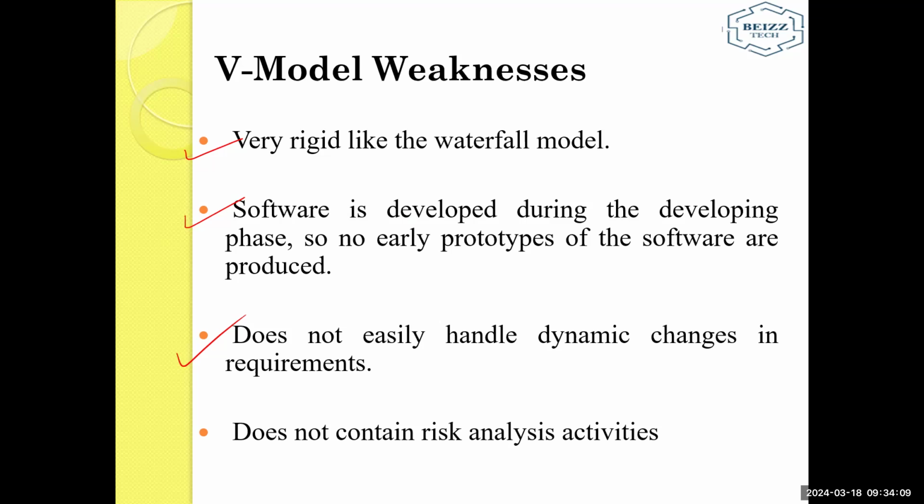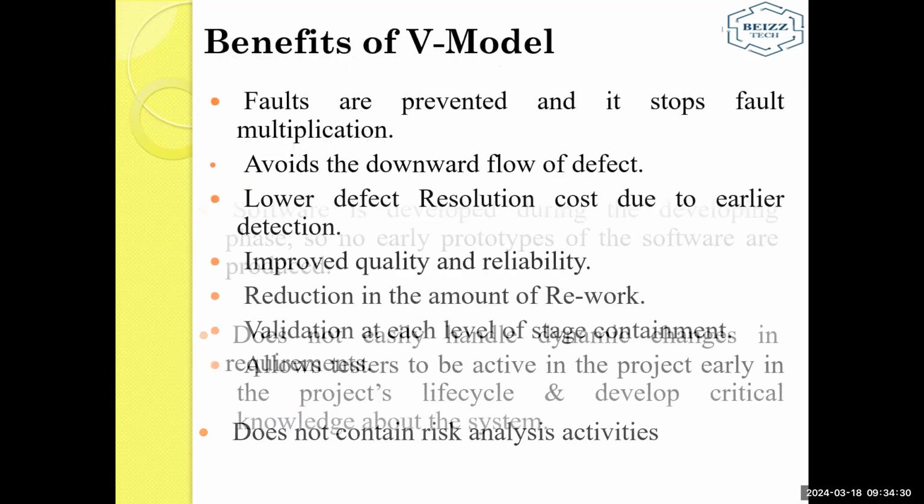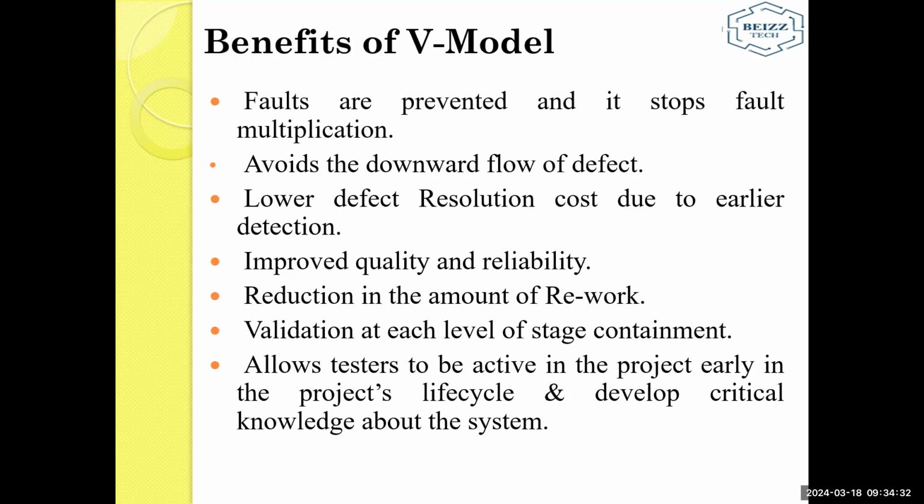You will get a quality product, but the problem is requirements must be stable. If there are dynamic changes in the requirements, we can't use this methodology. And it does not have any kind of risk analysis process. Risk analysis is the feature available only in the spiral methodology. Remember. So the main point, what are the benefits of V?